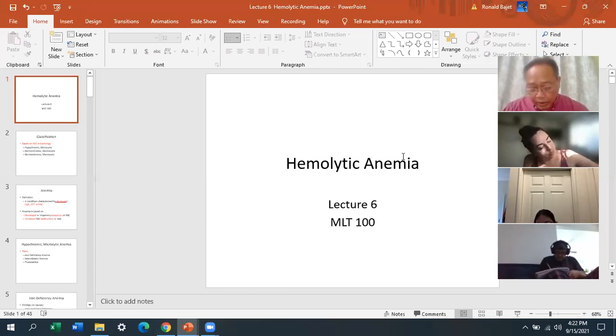Another way you can detect a viral infection is by looking at the differential. Okay, so you know your normal values for differentials, right?